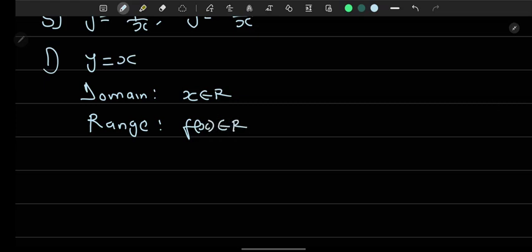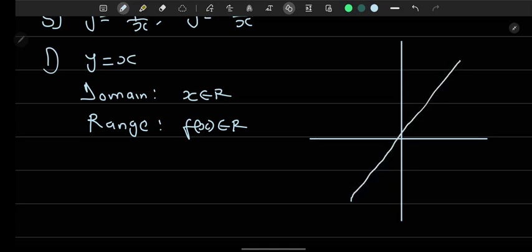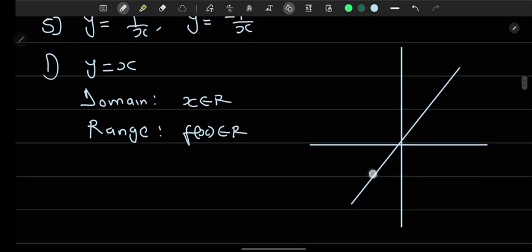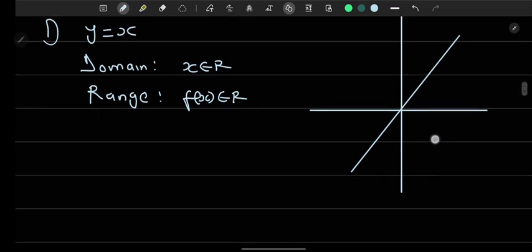So if that is the case, we have the graph for this given function, something like this. And this is the graph of y is equals to x. What that means is that both x and y have the same value. So when x is positive, y is positive as well, and when x is negative, y is negative.